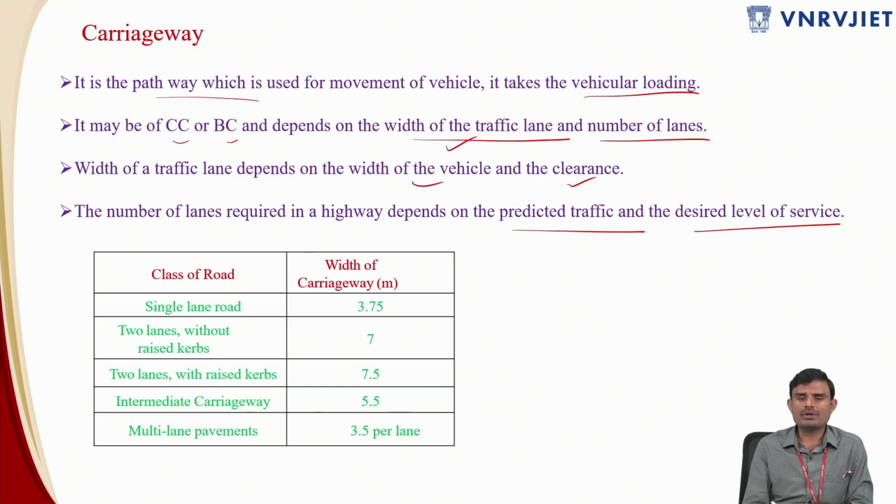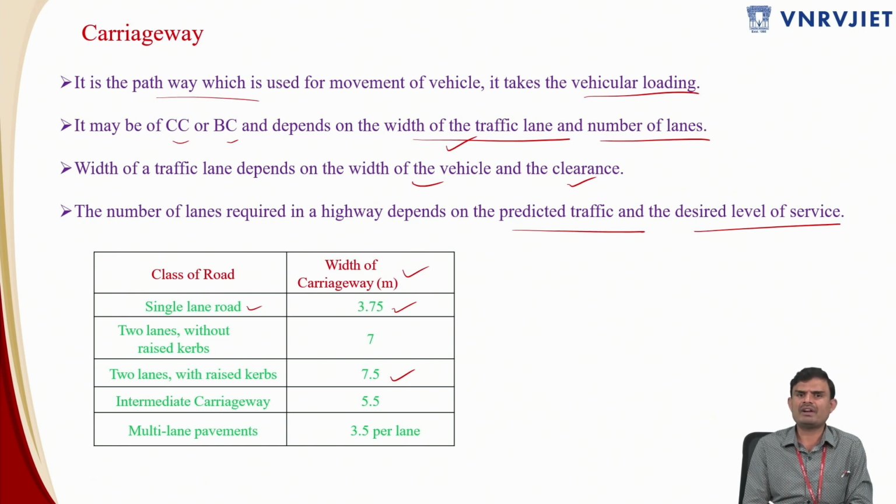So you can remember this as your carriageway. And based on that, you are going to have some important standard values which you need to remember for your problem solving. One is the class of road, and the next one is the width of the carriageway in meters. The first one is single lane road. Very important: a single lane carriageway is going to have 3.75 meters, and a double lane carriageway is going to have 7 meters. And a double lane carriageway with raised curbs is going to have 7.5 meters. When you have raised curbs, you cannot go onto the shoulders. You don't have any extra space for emergency conditions and all.